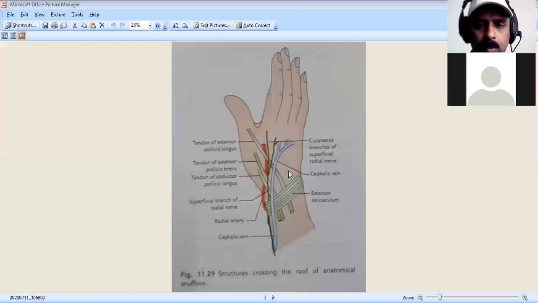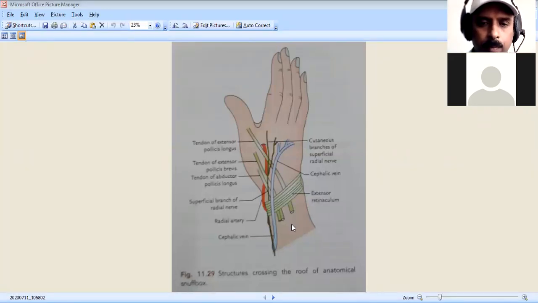Then what are the contents of the anatomical snuff box? The most important content is the radial artery. The pulsation of the radial artery can be felt here, and a little behind this, towards the wrist, we can palpate the radial artery pulsation. It also contains a nerve, the radial nerve. These are all the contents of the anatomical snuff box. So this is all about the anatomical snuff box.